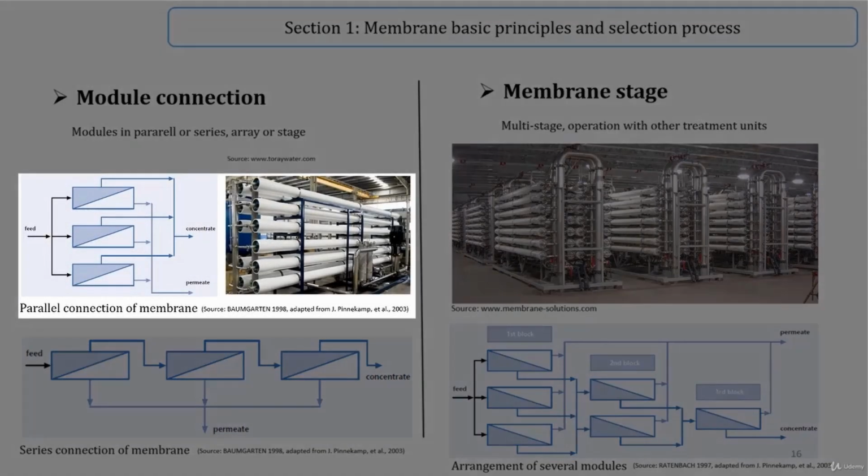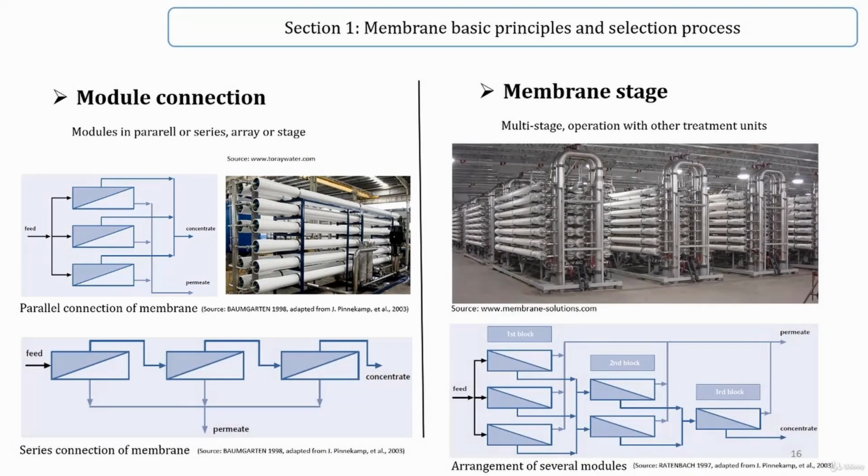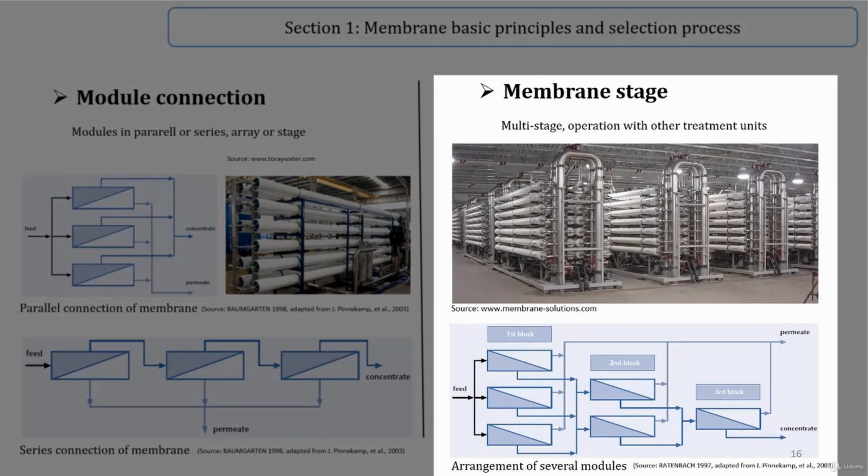With a parallel connection, the feed is distributed to the individual modules connected in parallel. The number of modules in parallel connection depends on the required capacity of the membrane stage. The modules in parallel connection are also called a block. The membrane elements are enclosed in pressure vessels. A group of pressure vessels operated in parallel is called a stage.